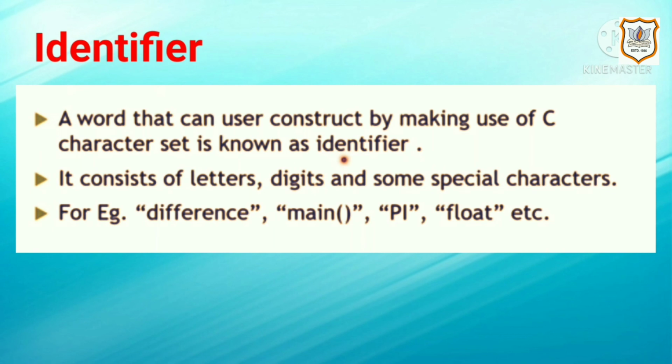Next topic is identifiers. A word that a user constructs by making use of the C character set is known as an identifier. It consists of letters, digits, and some special characters. For example, difference, main, PI, float, etc.